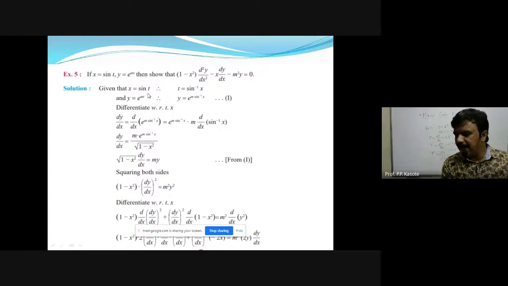x is equal to sine t. It means that t is equal to sine inverse of x. Similarly, the value of y is equal to e raised to mt. So here we will put the value of t as sine inverse of x, because in the previous step only, we have derived the value of t, which is nothing but sine inverse of x. So you can observe that here we have got a new revised y as y is equal to e raised to m sine inverse of x.